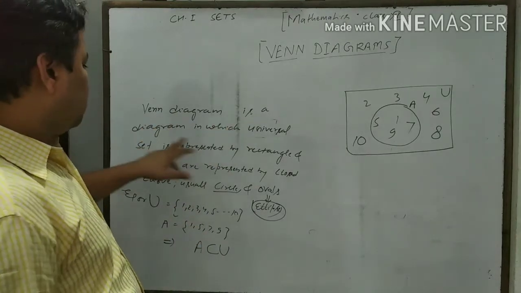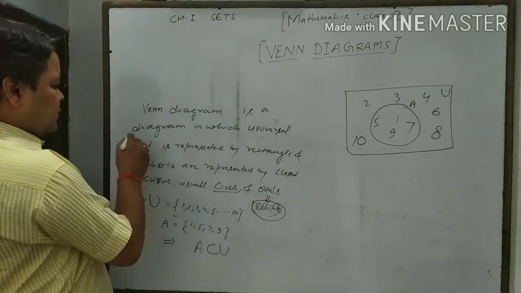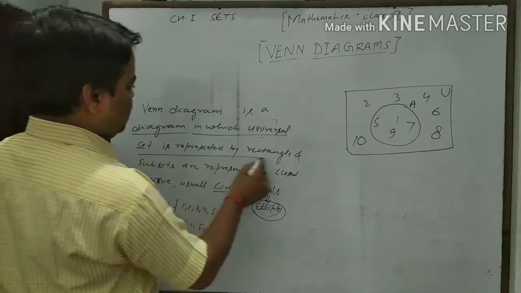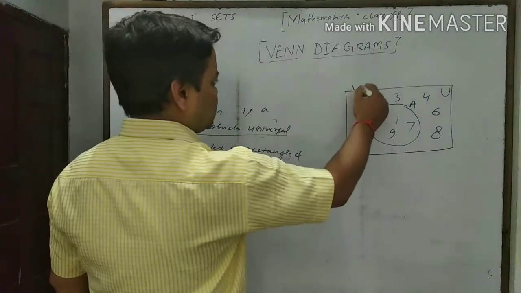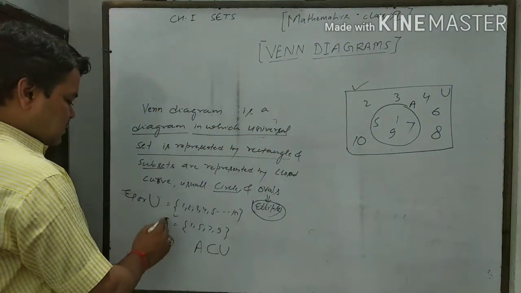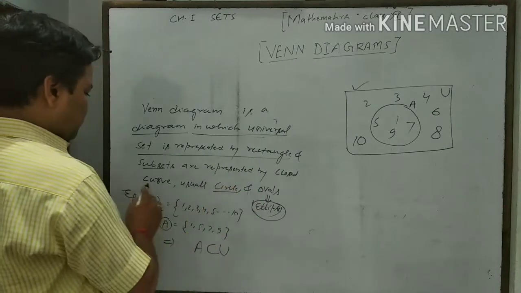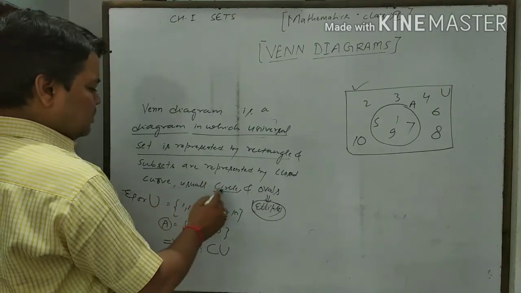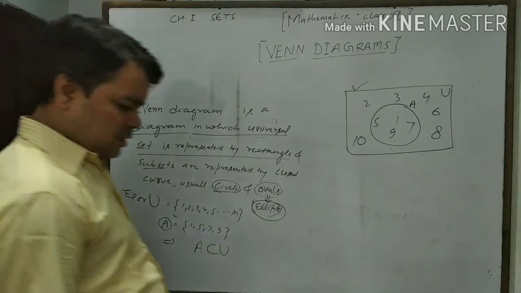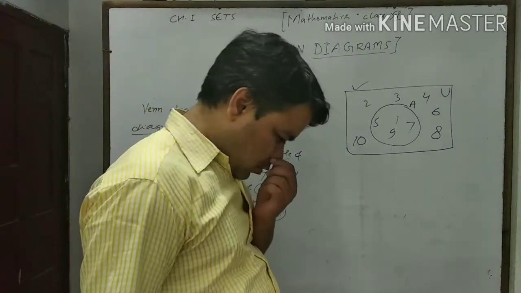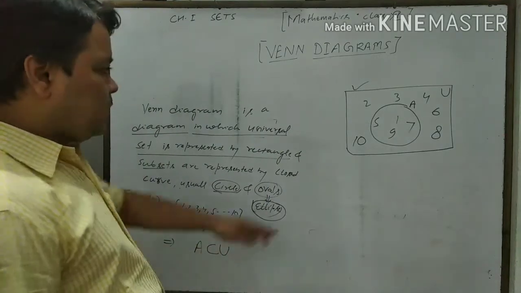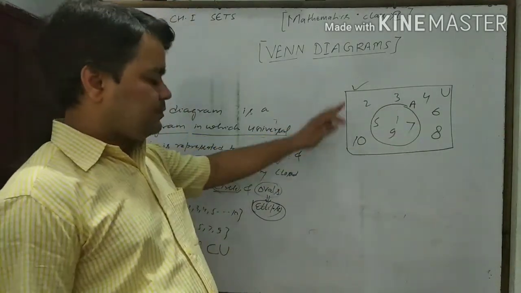A Venn diagram is a diagram in which the universal set is represented by a rectangle. So here the universal set is represented by a rectangle, and the subset, which is A, is represented by a closed curve, usually a circle or oval. In this way we can represent it.